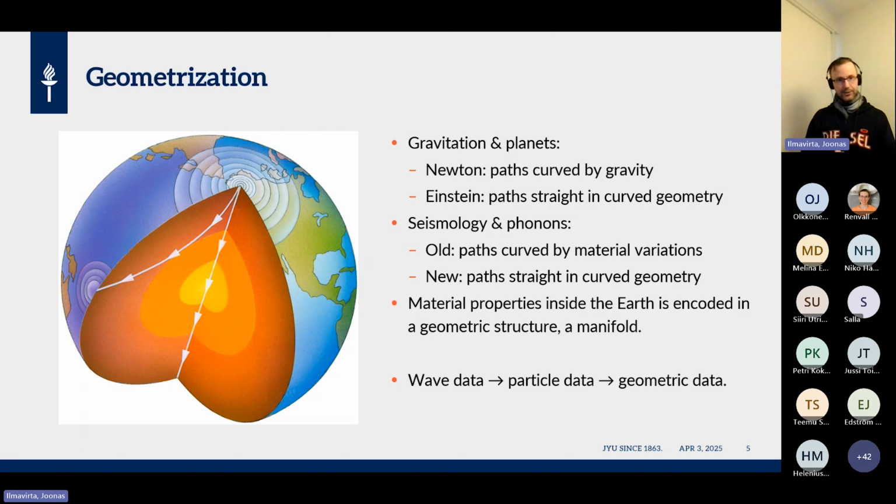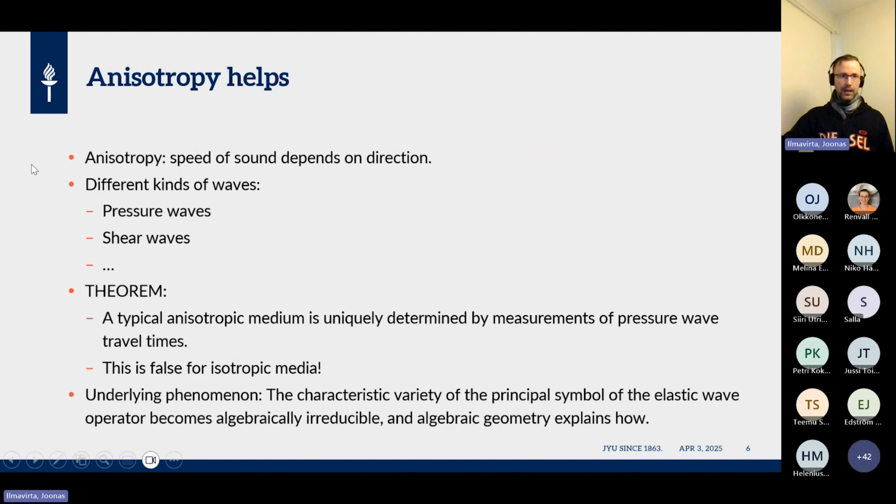So I just declare the trajectories such as the ones on the left to be straight, and I define my geometry that way. Then the material properties inside the Earth are encoded in a geometric structure, some kind of a manifold. It turns out to be a Finsler manifold in many cases, but other things can happen. So we originally had our wave data, and we converted it to particle data, and now we are converting it to geometric data. So the problem is to find a manifold instead of finding the material parameters. That is the overall line of reasoning, and solving those geometric problems is my day-to-day work.